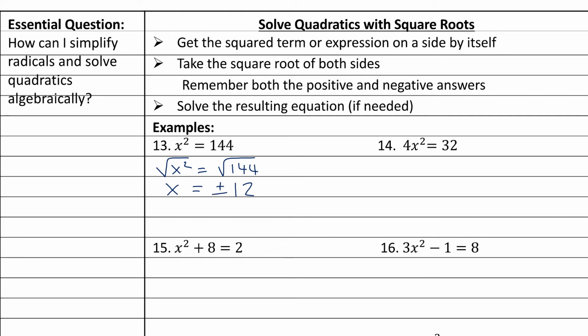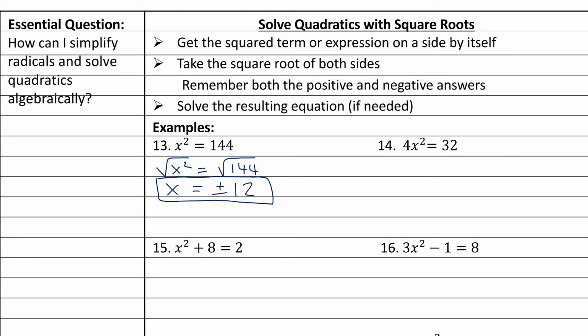So if we were graphing this quadratic, our graph would cross our x-axis at positive 12 and negative 12. Okay? Remember, these have two sides that are unique. So this is our answer, positive 12 and negative 12. You can write it plus or minus or write them separately if you want to.